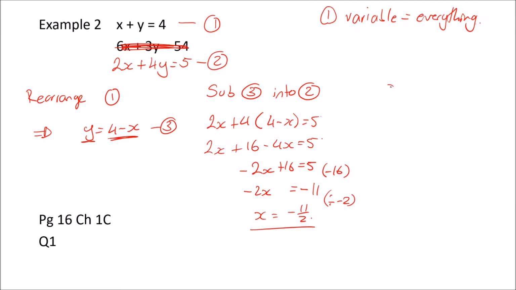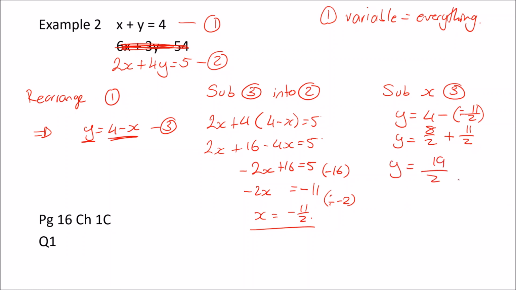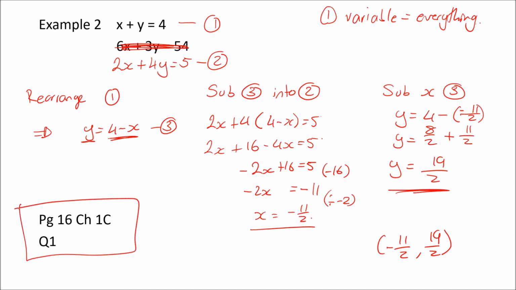And then we sub x back into one of our equations. We're going to go into 3. So y equals 4 minus negative 11 on 2. Going to need to turn that 4 into a fraction on 2 so that we can actually do the addition. 8 on 2 plus 11 on 2 because that was a minus 11 on 2. So y equals 19 on 2, which is an ugly answer, but that is our point of intersection for those two. So now you can go into chapter 1C on page 16 and do question 1.